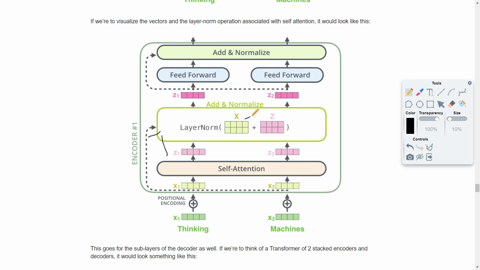In addition, we are doing that so that we get that particular information, and then finally we are doing normalization. Once we do that, we can say that we have updated Z1 and updated Z2. Now we are passing these updated Z1 and Z2 to the feed-forward neural network. Then for the output that we get from that and the updated Z1 and Z2, we are again adding and normalizing all these values.